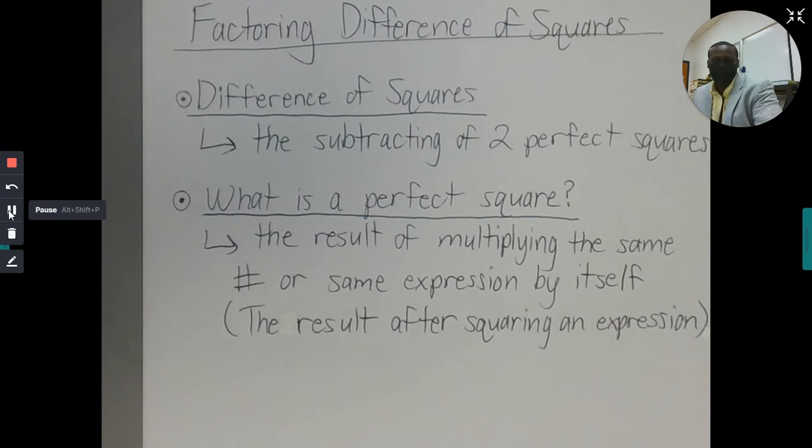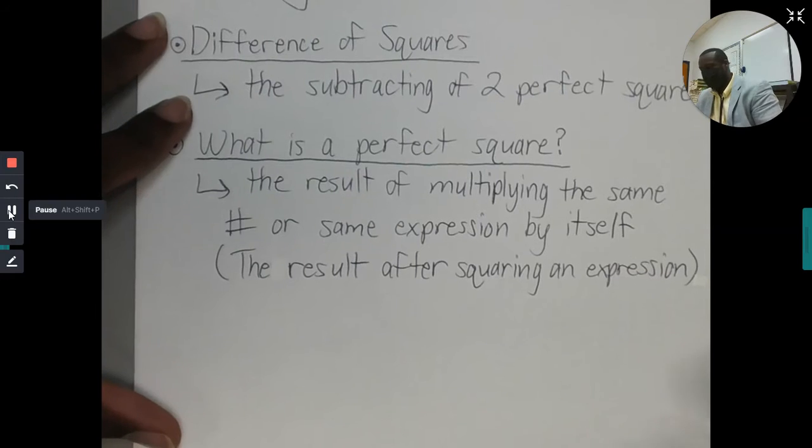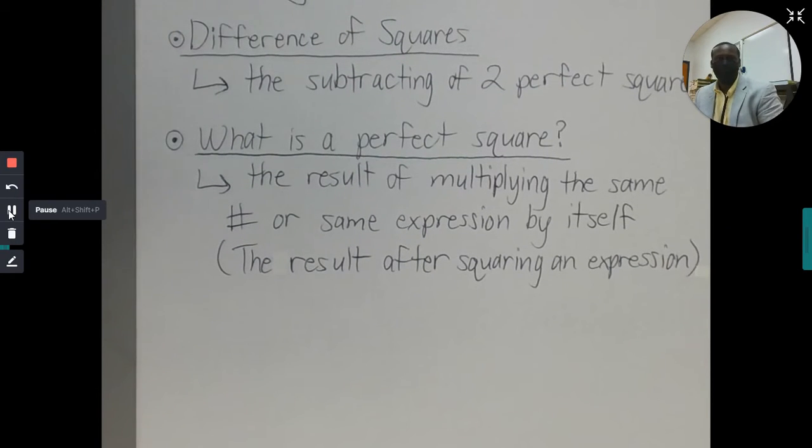Some of you may be thinking, okay, Mr. Starkey, you're going to have to help me. I'm a visual type of person. I need to see what you mean. I need to see some examples of what perfect squares are. Okay, well, I will show you just that. Let's look at a few numbers and a few expressions that would be considered perfect squares.